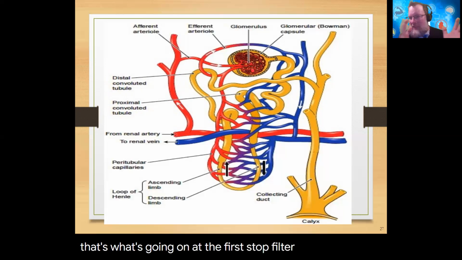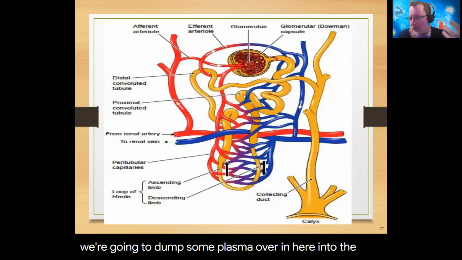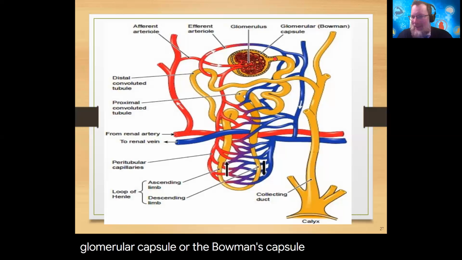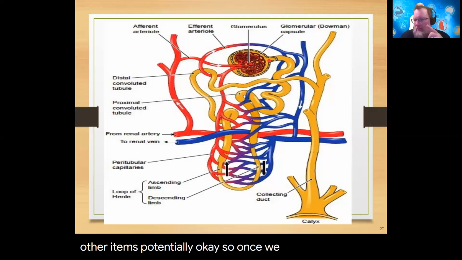So that's what's going on at the first stop, filtration. We're filtering some stuff out of the bloodstream. We're going to dump some plasma over in here into the glomerular capsule or the Bowman's capsule. And with that plasma is going to come some sodium and some other items potentially. That's step one, spot one, location one of the nephron.